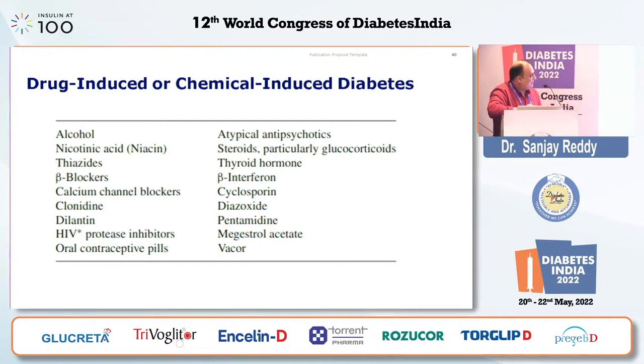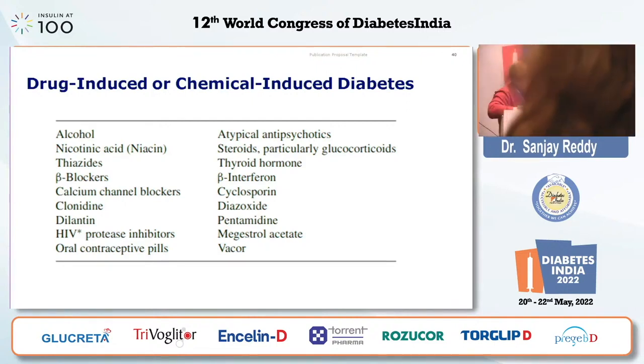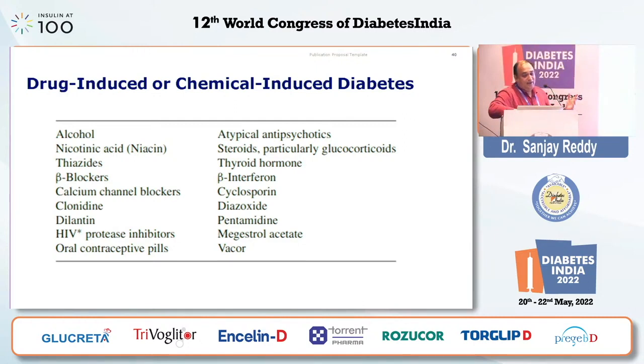So please note and keep in mind, one of the commonest things you get is steroid abuse, but look at all these: interferon, cyclosporin, diazoxide, pentamidine, HIV protease inhibitors. You have patients coming in on retroviral therapy and oral contraceptive pills. Beta blockers, which we all know, thiazides, and calcium channel blockers have also been implicated, but keep an eye on this.